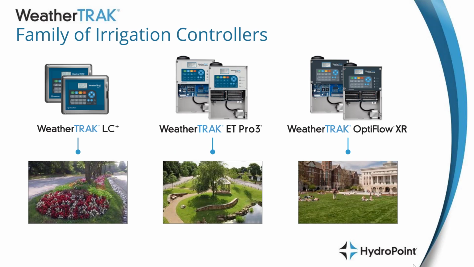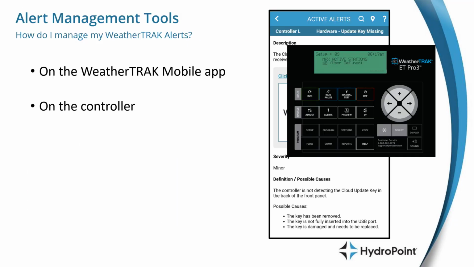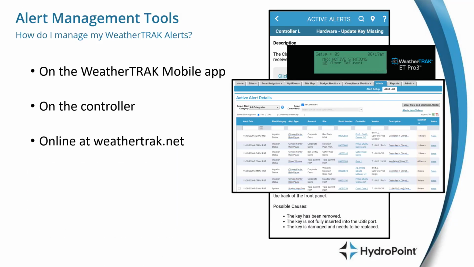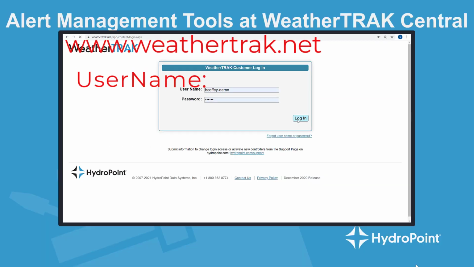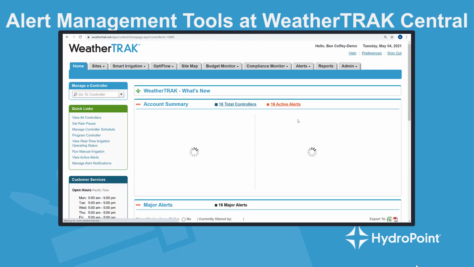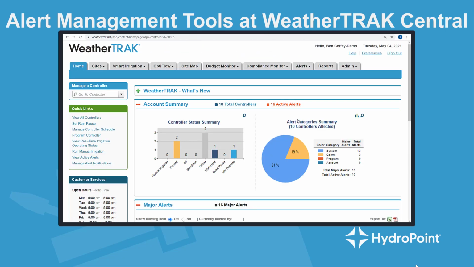It bears mentioning that following the steps in this demonstration would work on a WeatherTRAK LC Plus or a WeatherTRAK ET Pro 3. But with the WeatherTRAK OptiFlow XR, the panel is locked, and you would need to unlock the panel from your app before following the steps in this demonstration. And with that, we're ready to move on and discuss the alert management tools available online at WeatherTRAK.net or WeatherTRAK Central. And the alert management tools available at WeatherTRAK.net can be seen as soon as you log in.